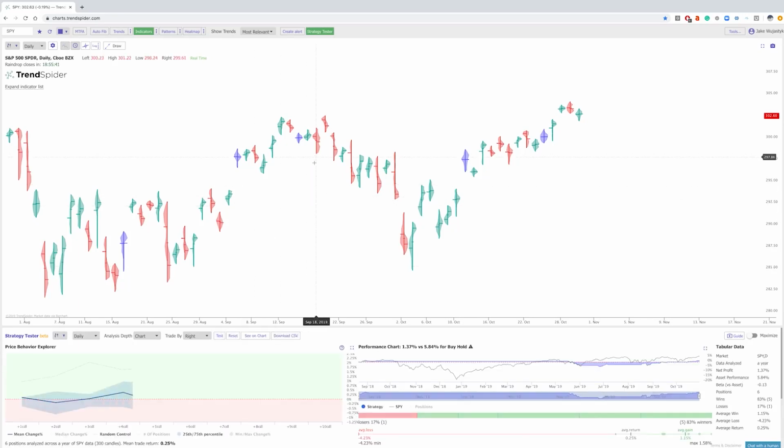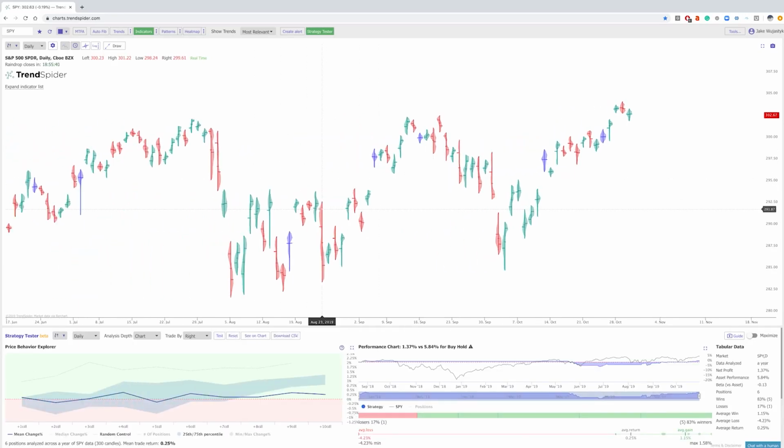So without having subjectivity there or bias when answering the question, what chart is the best, you can use the backtester and have that question answered for you.